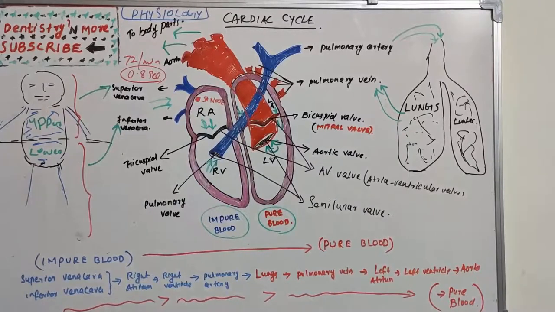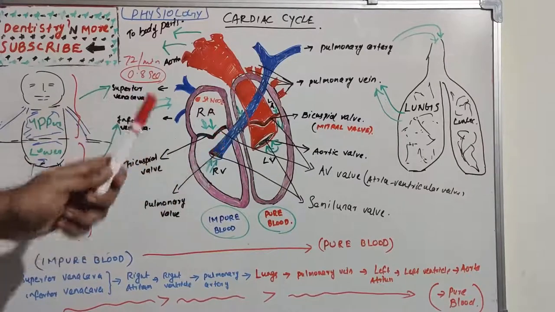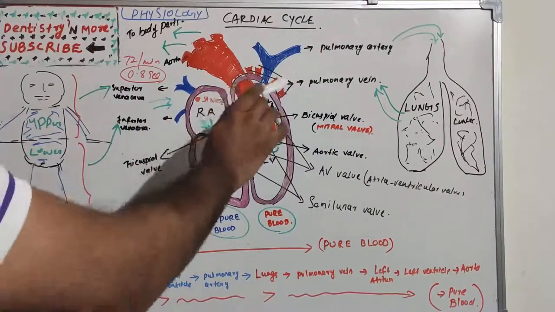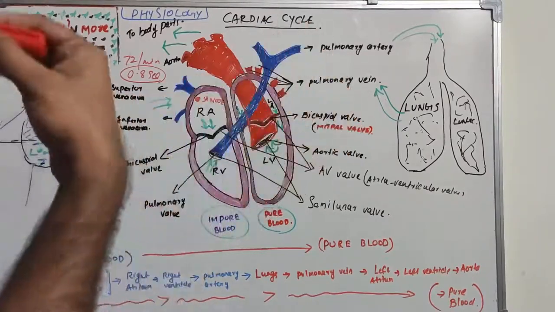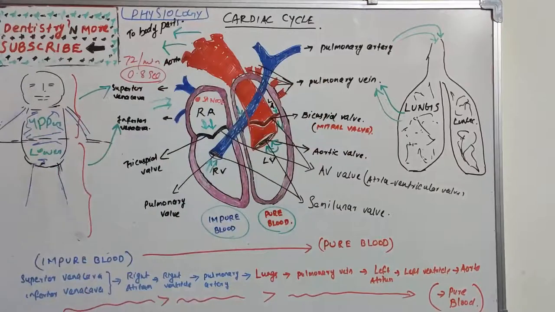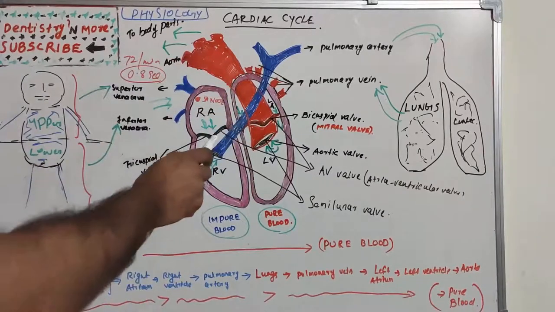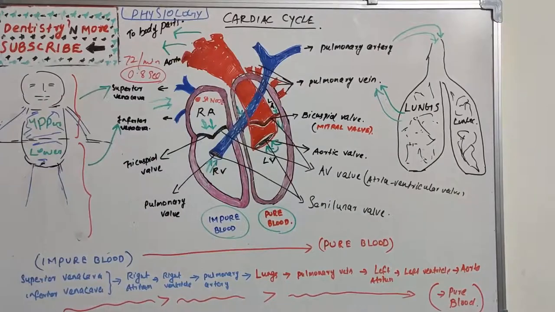Usually in our body, the pure blood or oxygenated blood is carried by artery, and impure blood or deoxygenated blood is carried by vein. But there is an exception, that is pulmonary artery, which is carrying impure blood from heart to lungs, and pulmonary vein, which carries pure blood or oxygenated blood from lungs to heart. So that is the only exception in our body, pulmonary artery and pulmonary vein. Usually artery carries pure blood, that is why I am putting red color, and vein carries impure blood, but pulmonary artery and pulmonary vein do the opposite.